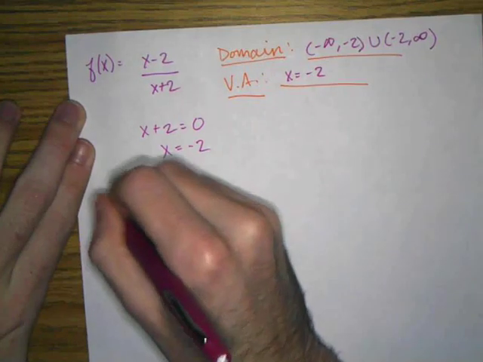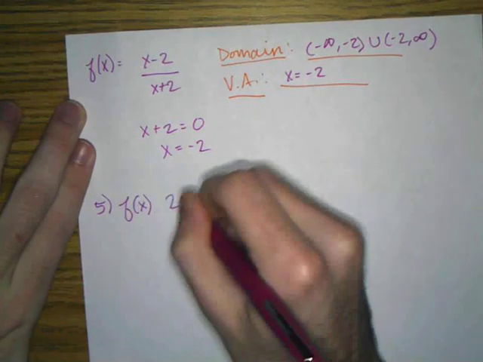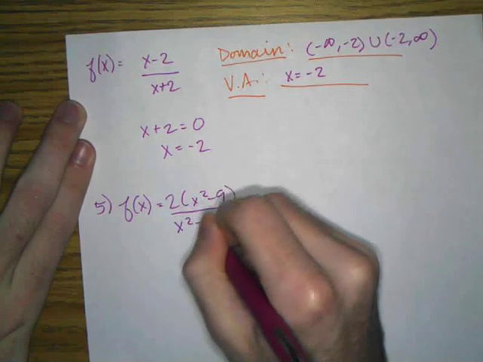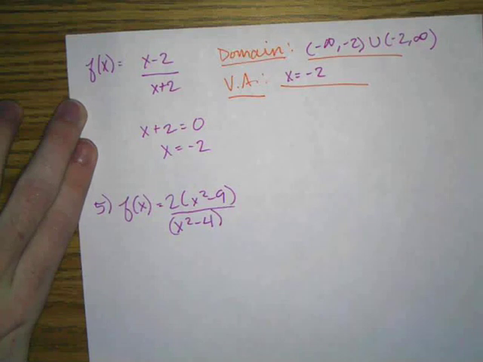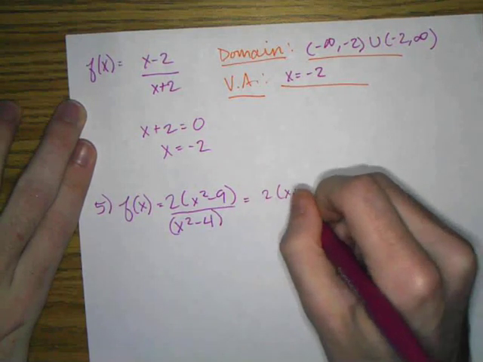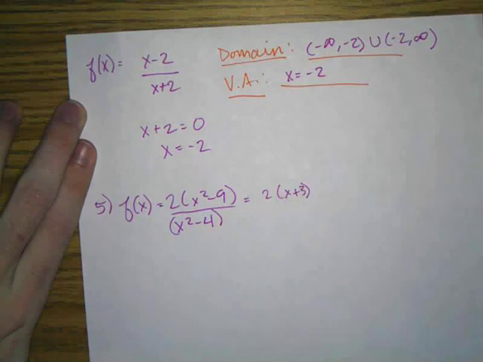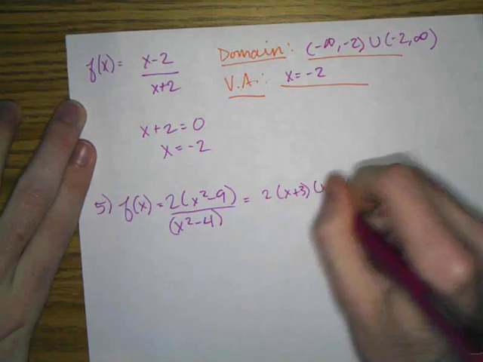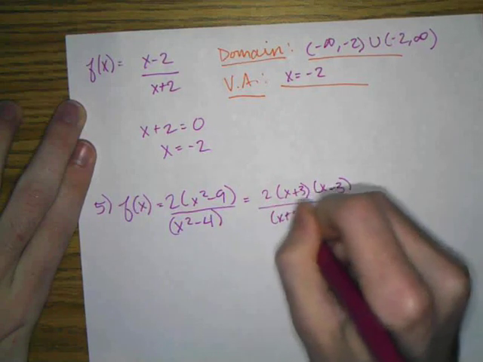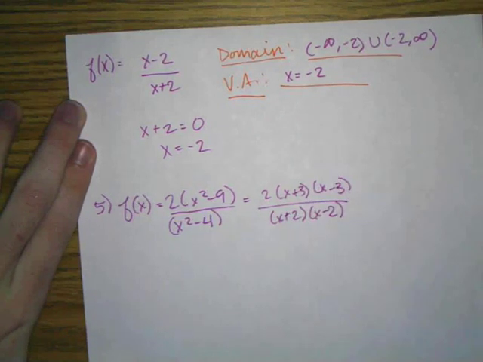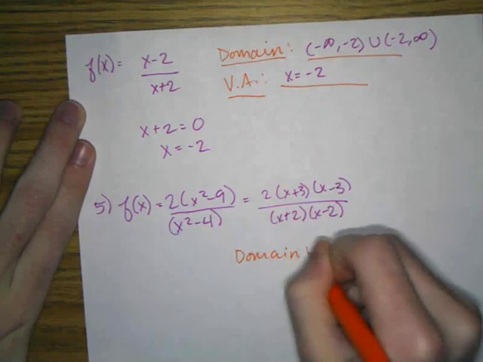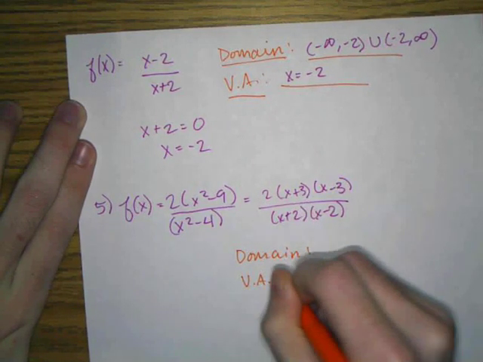Okay? Our next function is 2 times x squared minus 9 over x squared minus 4. And actually, if we factor this out, it makes things a lot easier to see. So factoring this, I get 2 times x plus 3 times x minus 3. It's a difference of squares. Over x plus 2 times x minus 2. And I want the domain and vertical asymptotes.